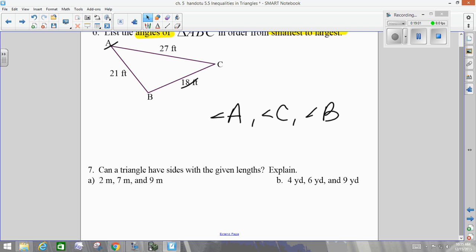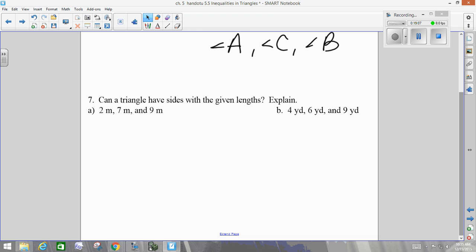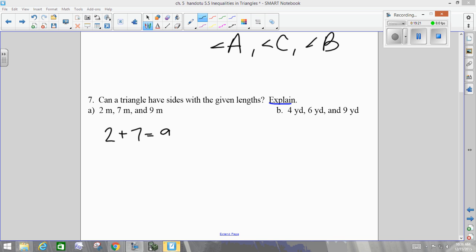All right, number 7, can a triangle have sides with the given lengths? Explain. Again, when you explain, if you show your work, that's your explanation. Otherwise, you have to write it in a sentence. Emily, what did you get for 7A? Would those lengths make a triangle? Why not? Good, and 9 is definitely not greater than itself, right? Quigley, what about B? Do these 4, 6, and 9 make a triangle? Why? And 10 is? Good. Again, explanation, if you show that work, that's your explanation. Otherwise, you'd have to write a sentence.